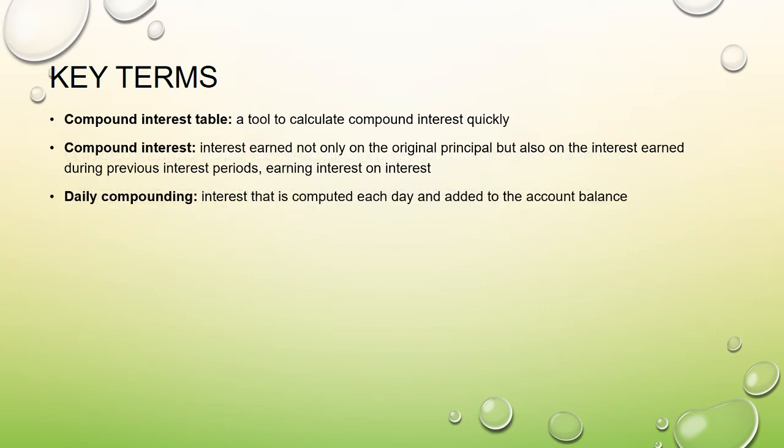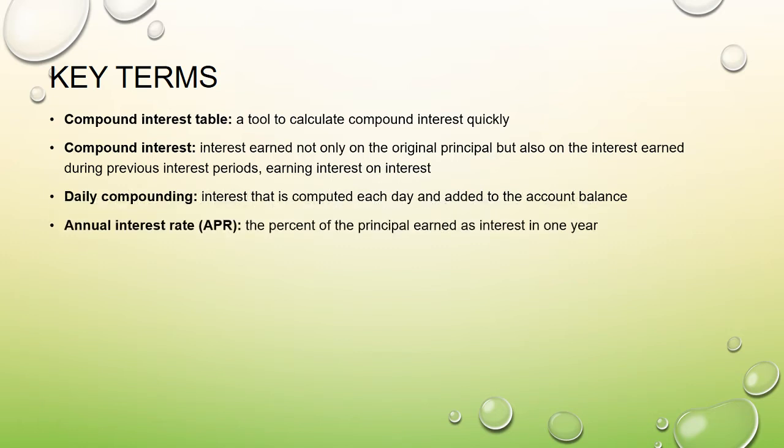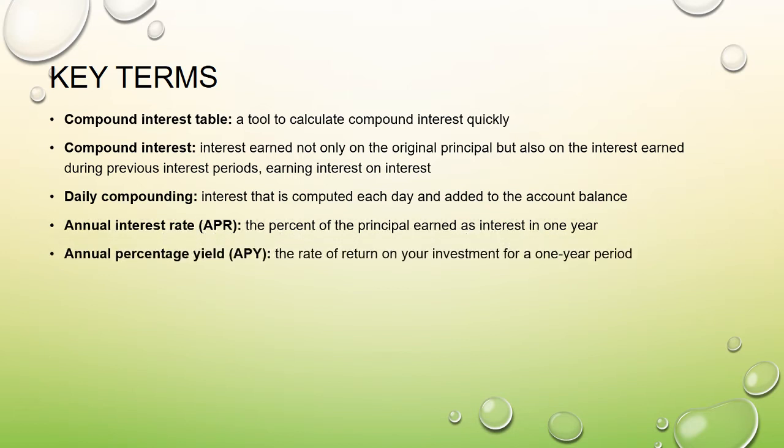Daily compounding is interest that is computed each day and is added to the account balance. The APR, or the annual interest rate, is the percent of the principal earned as interest in 1 year. The APY, which is the annual percentage yield, is the rate of return on your investment for a 1 year period. Daily compounding tables, as I mentioned earlier, I'm going to share with you.